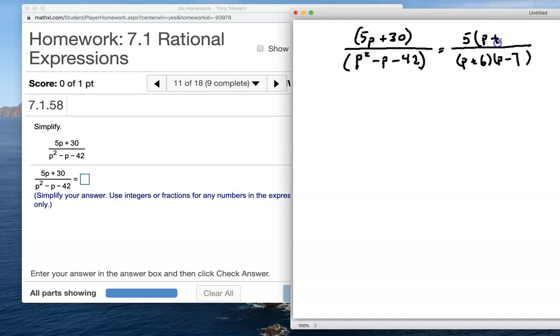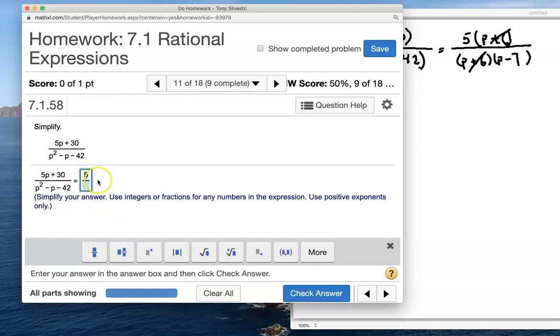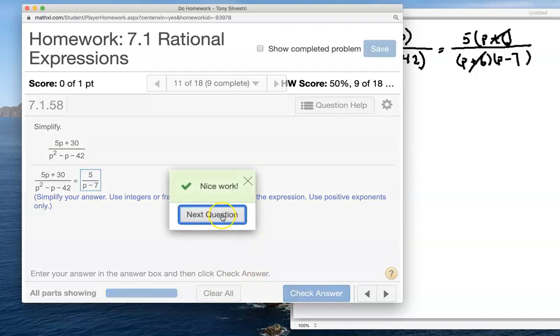P plus 6. And guess what? This bundle and this bundle goes away. I see a 5 up top and a P minus 7 on the bottom. I'm going to put that in the computer. 5, P minus 7. Check your answer. Fantastic.